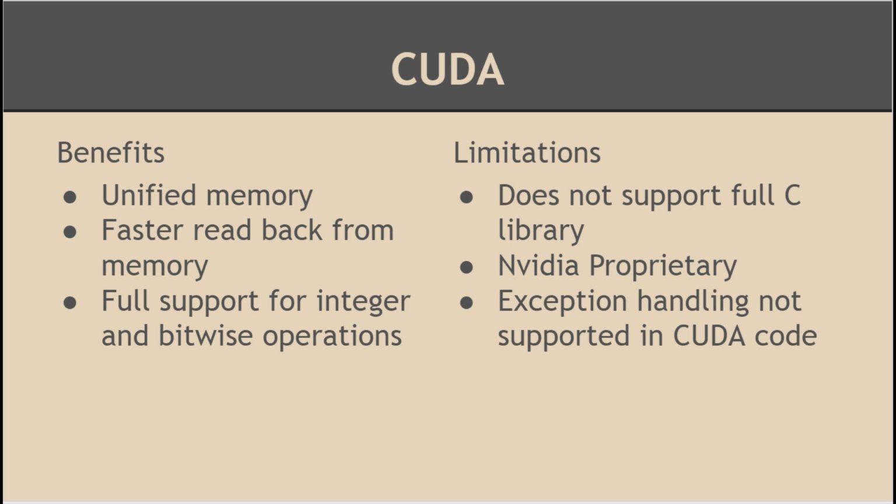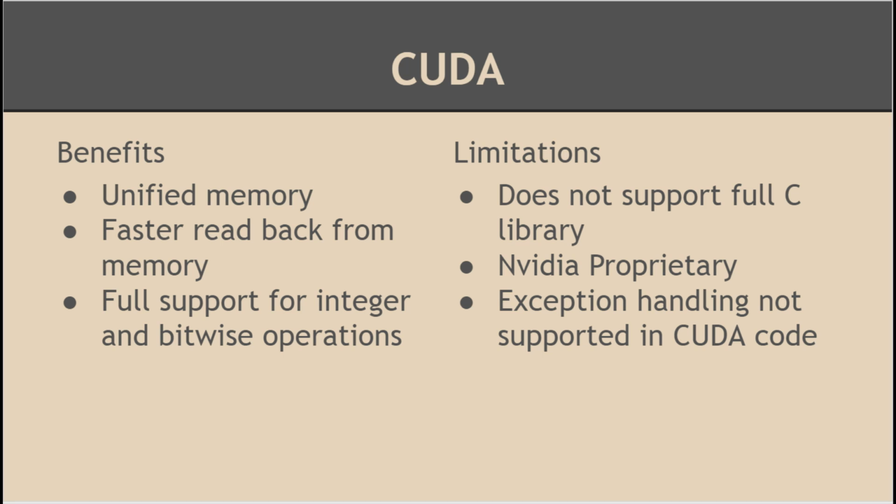CUDA has several advantages over traditional general-purpose computation on GPUs using the graphics APIs. Some of these benefits are unified memory, faster readback from memory, and full support for integer and bitwise operations. It also has the advantage of unified virtual memory and scattered reads. This means that it can read code from arbitrary addresses in its memory.